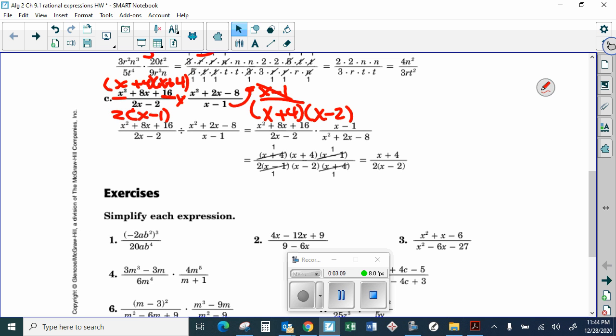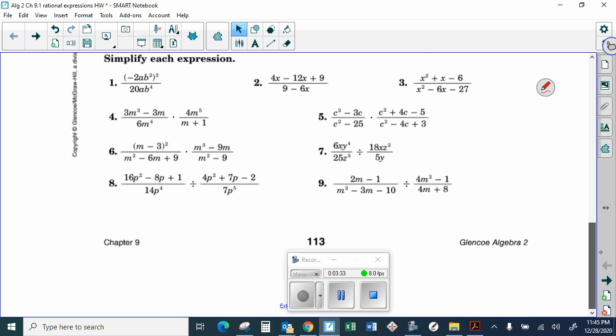So now I have that x minus 1 cancel with that, x plus 4 cancel with that, x plus 4, and what am I left with then? An x plus 4 in the numerator over a 2 times an x minus 2. Sometimes they'll leave it like that. Sometimes they will distribute the 2 back through there. Notice here they went ahead and left it there. That's fine. All right. So there's the front page.